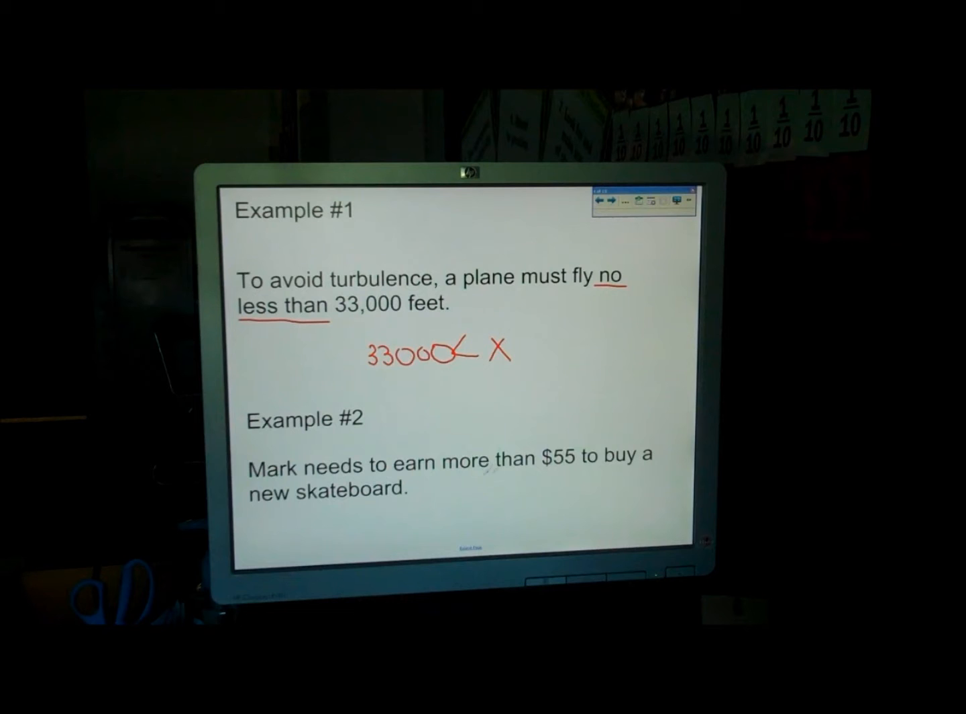Mark needs to earn more than $55 to buy a new skateboard. So we know 55 is going to be in there, and we know X is going to be in there. He needs to earn more than. So which number needs to be bigger, the 55 or the X? Good, the X. It has to be bigger. So give yourself an example. 60, is that more than 55? Yes. So we can plug that in there.